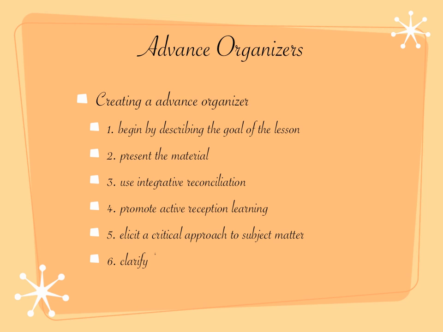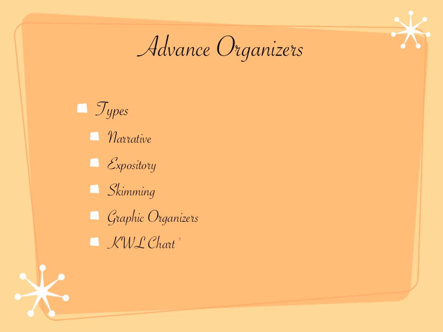Fifth, you need to elicit a critical approach to subject matter by asking the students to critically think about any assumptions they may have had about the new material you're presenting. And then finally, you need to clarify as you go through the organizer so that students can understand. There are 5 types of organizers, and we're going to talk about each of those briefly and look at some examples.